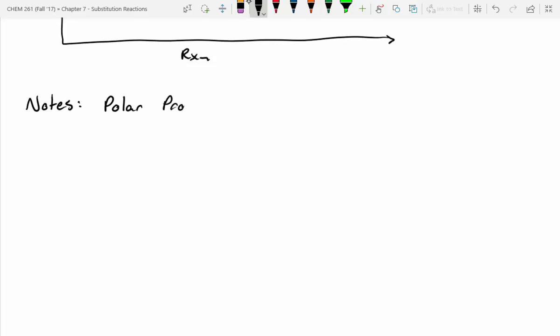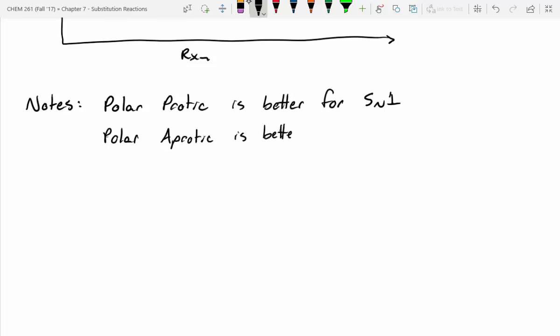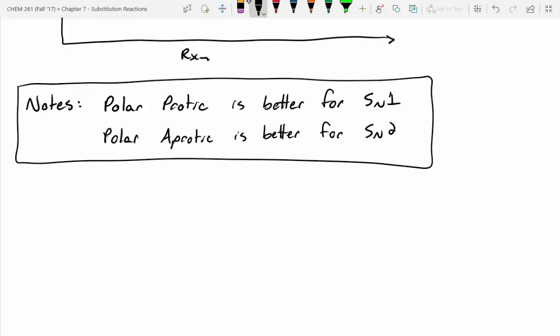Polar protic is better for SN1. Polar aprotic is better for SN2. Does that make sense? It's a little bit abstract to think about, but I want you guys to really understand the why behind these things and not just brute force memorize polar aprotic is for this.